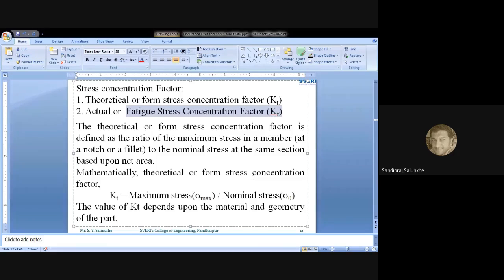Okay, so I hope I have made sense and you have understood up to this point. In the next lecture we will see what notch sensitivity is and how it is calculated. It is a small derivation of 3-4 steps. We'll see how notch sensitivity is calculated, and how the actual or fatigue stress concentration factor is calculated. So do you have any question up till now?